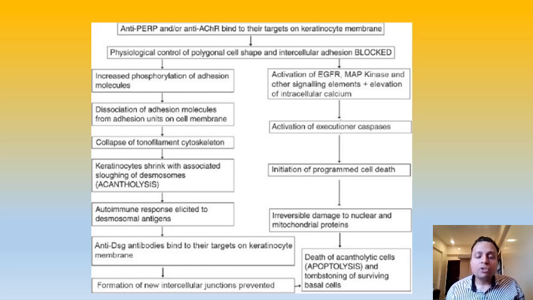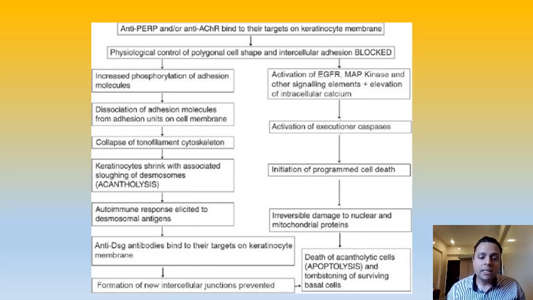Another theory is the shrinkage of the keratinocyte. Why is there shrinkage of the keratinocyte? It is because anti-peripheral myelin protein and anti-acetylcholine receptor antibodies are targeting the keratinocyte membrane. When they are targeted, normally there is some physiological control which maintains the polygonal shape. When the polygonal shape is disturbed, the keratinocyte intermediate filaments go for clumping, because there is phosphorylation of the adhesion molecules. So everything is started by these antibodies, not by the desmoglein antibody.